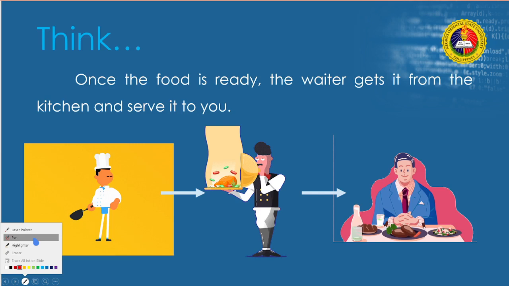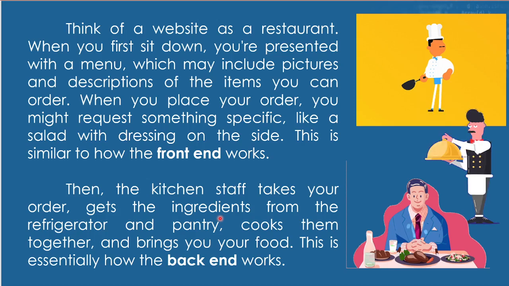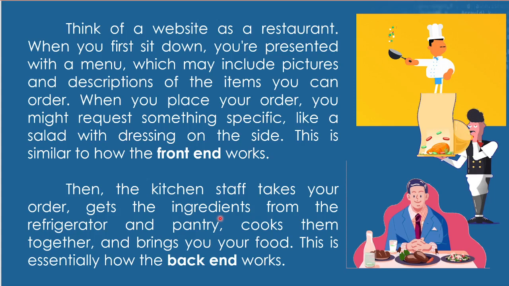Then the kitchen staff takes your order, gets the ingredients from the refrigerator and pantry, cooks them together, and brings you your food. This is essentially how the back end works. So basically, you requested a food, they process it in the kitchen, and then they send it back to you as a food. Right? So first you requested the food that is in the picture on the menu, but then maybe minutes later, once they process it, they send you back the actual food, something that you can eat. So basically, that is how the back end works.